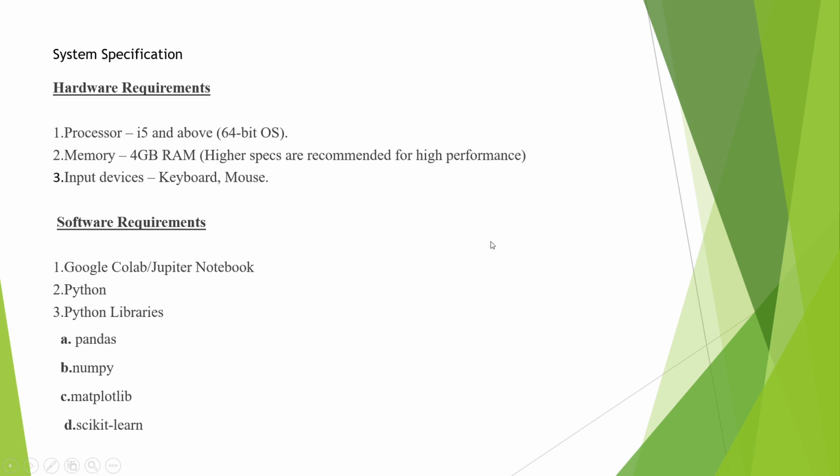Next one is system specification. Hardware requirements: processor i5 and above, 64-bit operating system, memory 4 GB RAM. Higher specs are recommended for high performance. Keyboard and mouse are the input devices. Software requirements: in this project, we use Google Colab. You can also use Jupyter Notebook, but we use Google Colab. And next one is Python. Python libraries: Pandas, NumPy, Matplotlib, Scikit-learn.